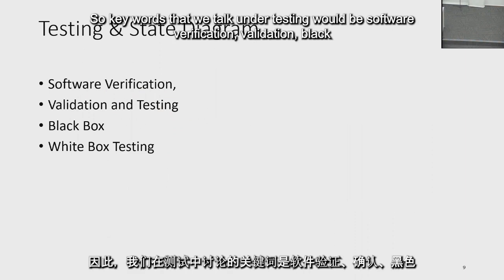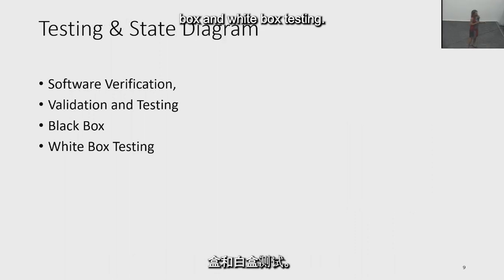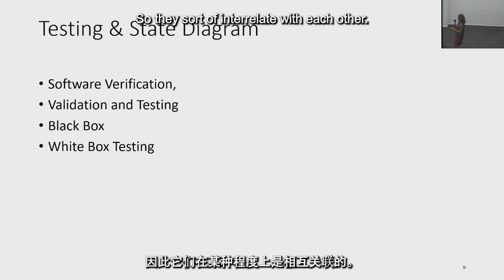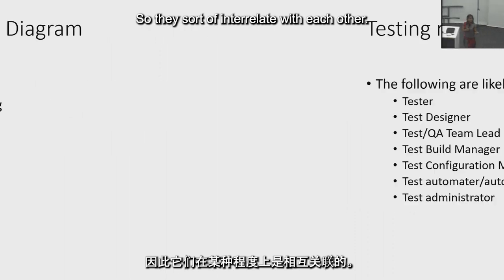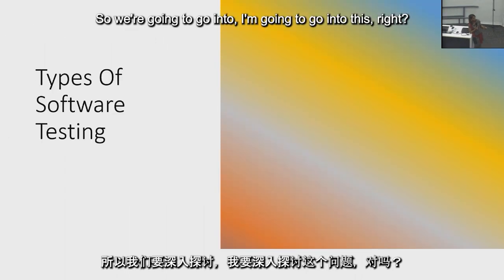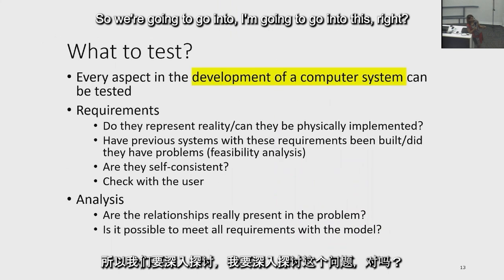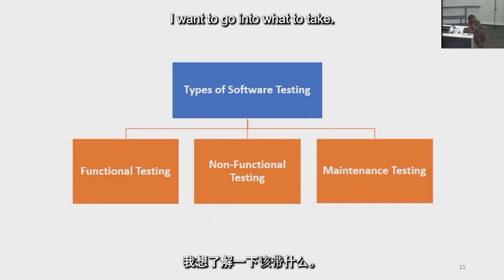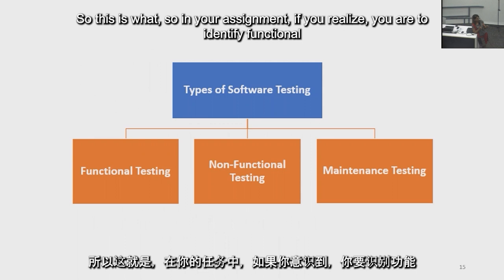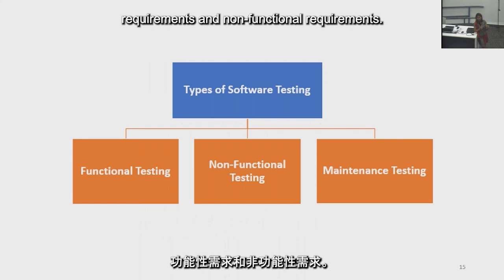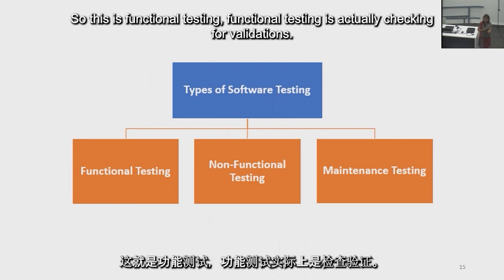So the key words that we talk about under testing would be software verification, validation, black box and white box testing. So they sort of interrelate with each other. I'm going to go into this, I want to go into what to take. So in your assignment, if you realize, you are to identify functional requirements and non-functional requirements. So this is functional testing.